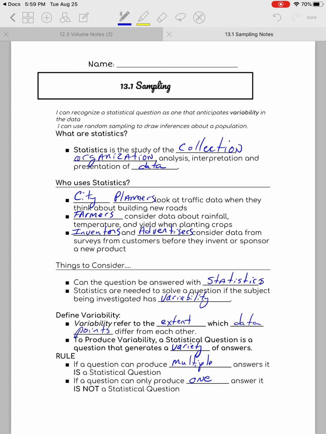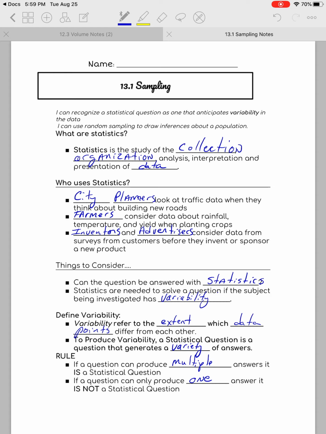Believe it or not, farmers use a lot of statistics when they're looking to consider the data about rainfall, temperatures, and the yield when planting their crops. How to feed their cattle in order to get them to gain weight before they sell them, etc. Inventors and advertisers consider data from the surveys from customers before they invent or sponsor new products. If there's not a big desire for a new shoe design from Nike, then the company's not going to push forward with that design. But they don't know that until they do surveys and studies on what folks are looking for.